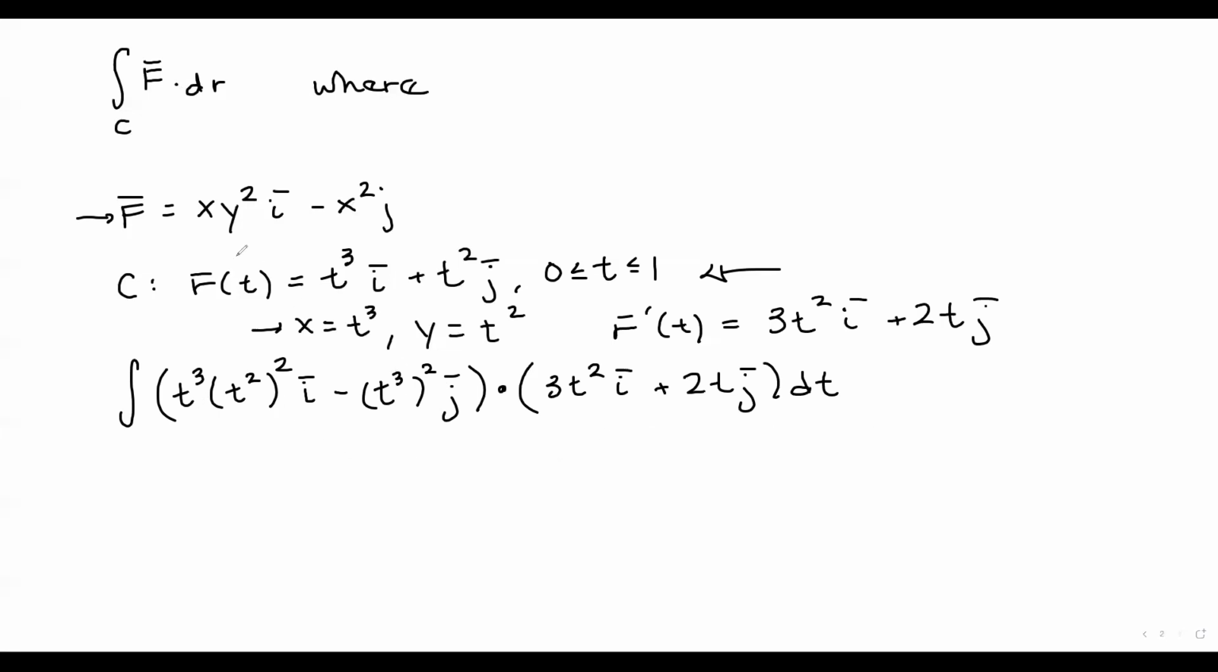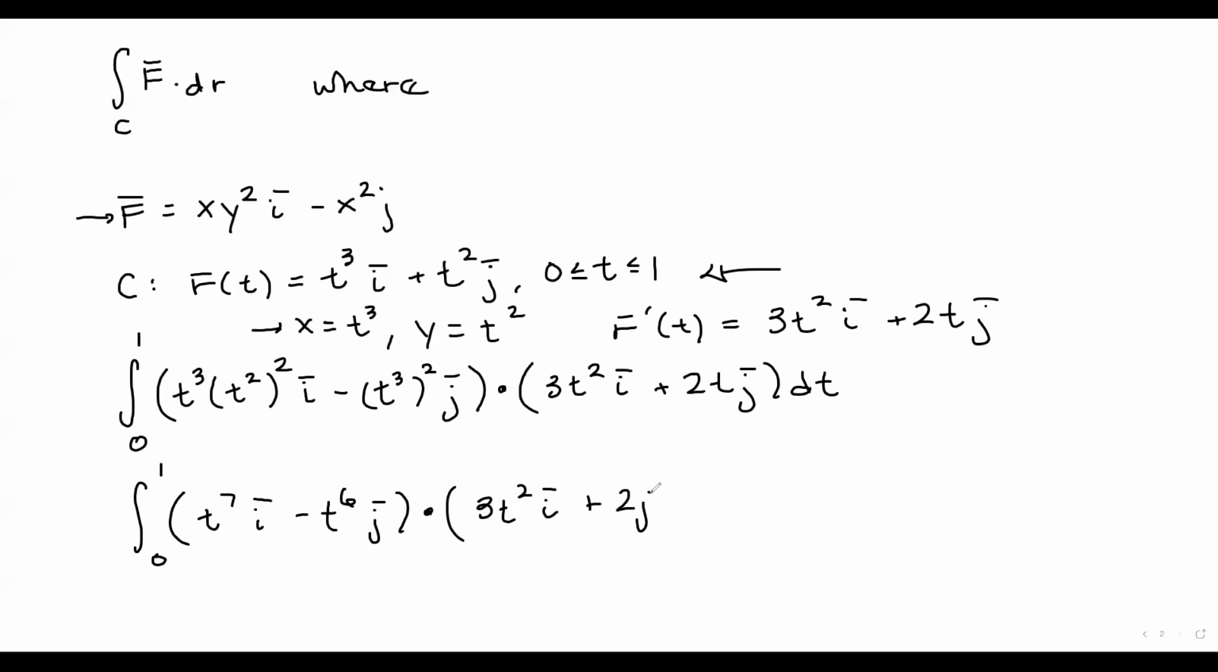All right, so this is F, and this is dr. Once you've got everything in terms of t, you can simplify and then take the dot product. Oh, and I forgot the bounds. Now everything's in terms of t, so we do want t bounds. So we go 0 to 1. Then from there, we can simplify. This is t to the 4th, t to the 7th. This is t to the 6th. That just stays 3t squared. Oops, forgot the t.